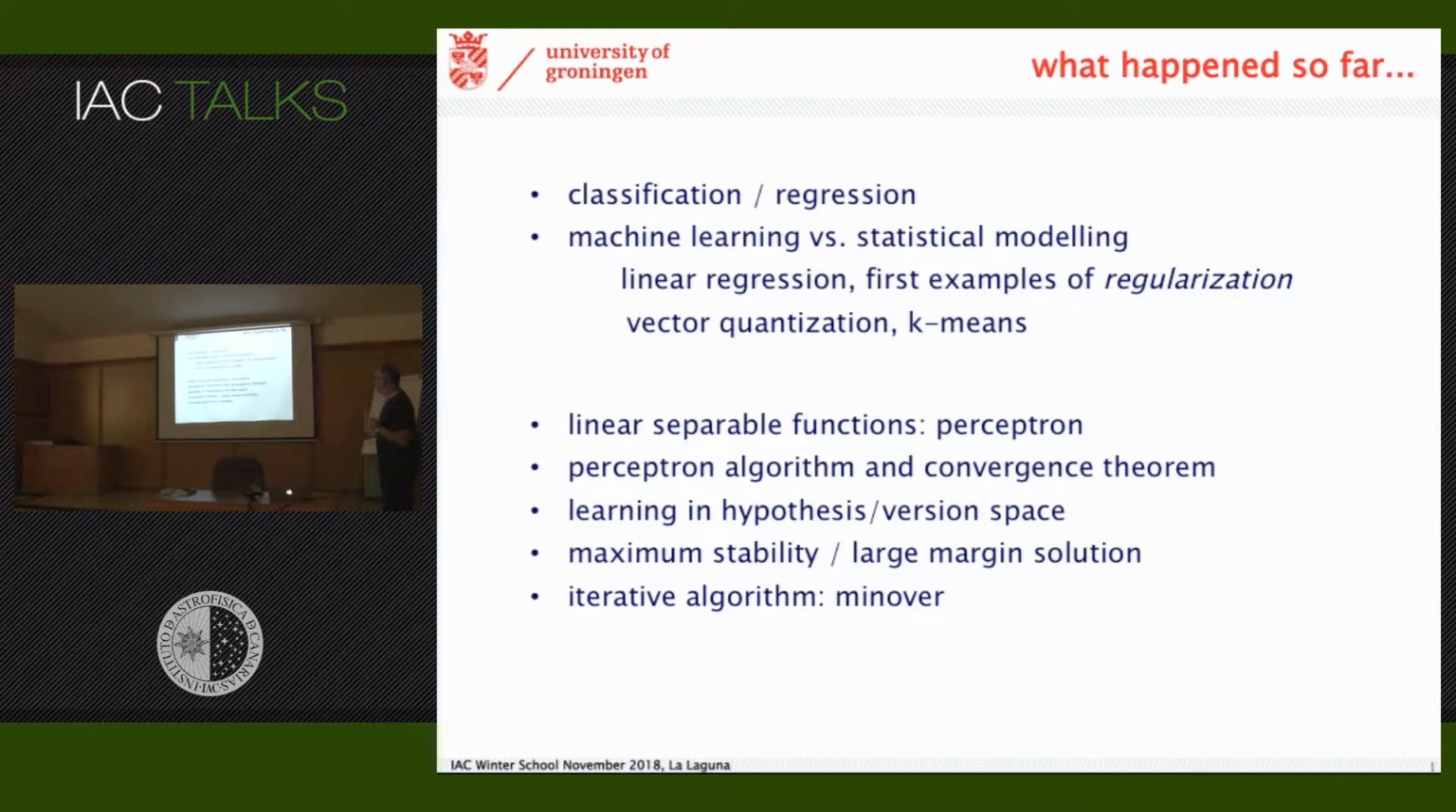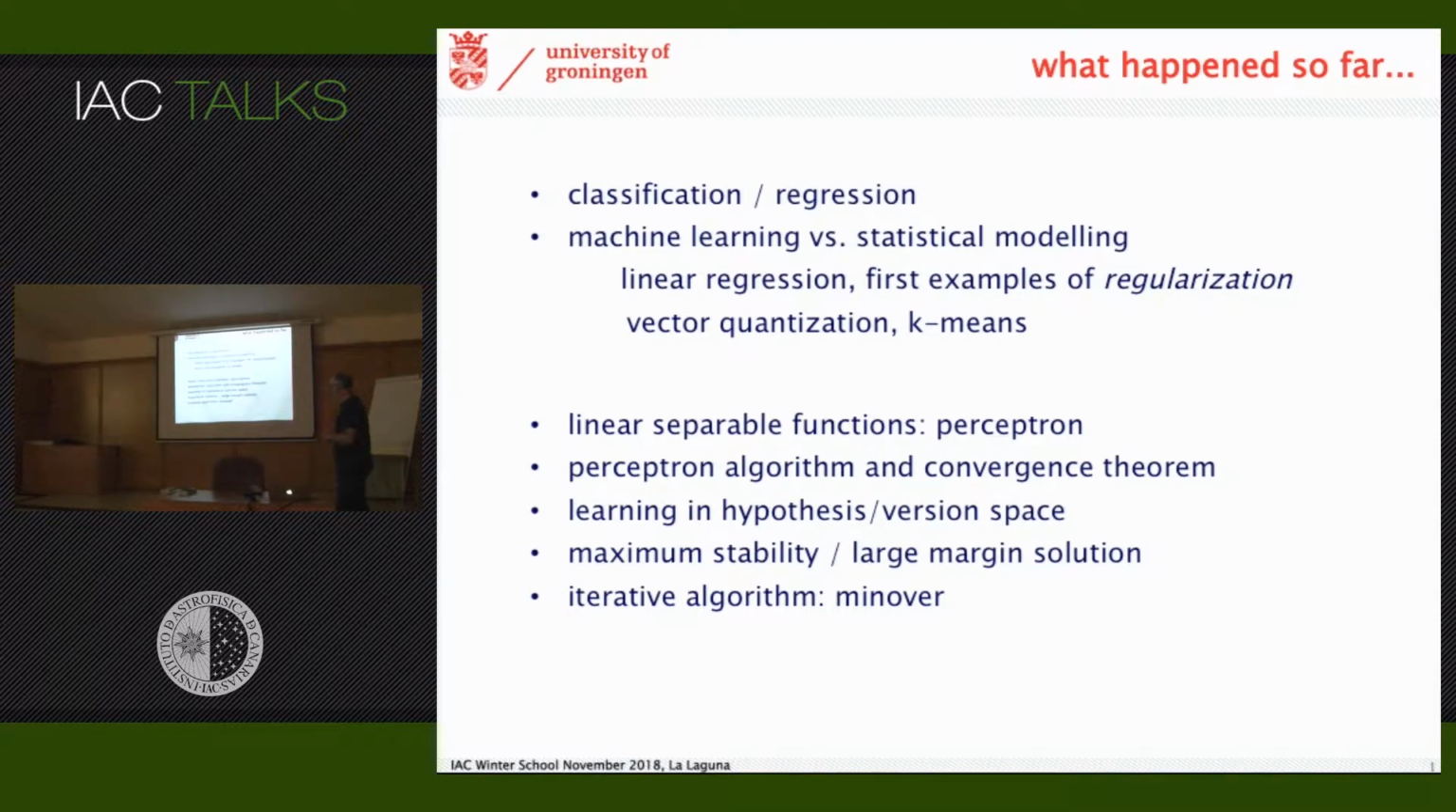So we talked about linearly separable functions, about the classical Rosenblatt perceptron algorithm. I stated the convergence theorem. The proof is in the PDFs that you can get from the web page. We talked about learning in version space, which means we have come up with hypotheses that are perfectly consistent with the training data in order to learn a linearly separable rule, which is behind the data.